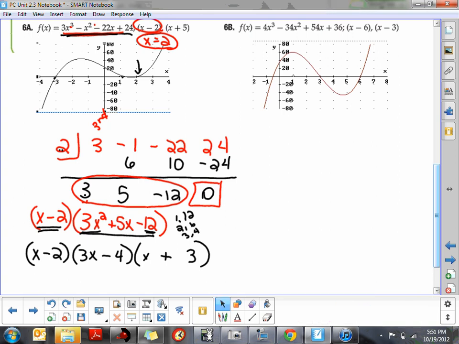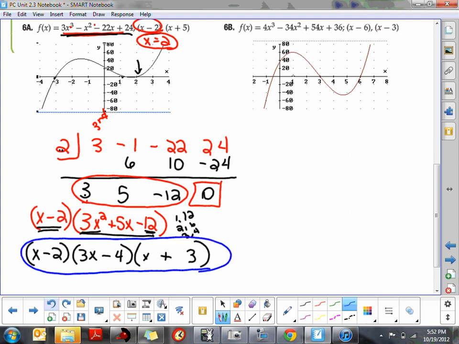I'm just double checking. I can see that the outermost ones is a positive 9x, and the innermost ones is a negative 4x, and therefore I'm getting the positive 5x. So I factored that correctly. So now part of the goal of what we're trying to do in here is we're trying to get every one of these polynomials of a degree higher than 2 factored into linear terms if it can be.